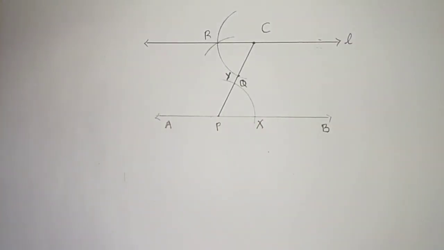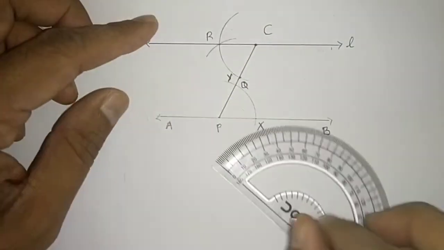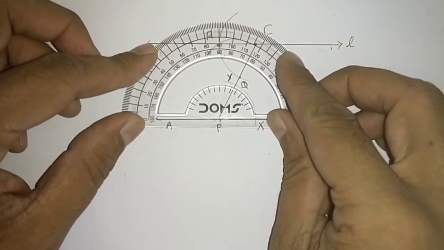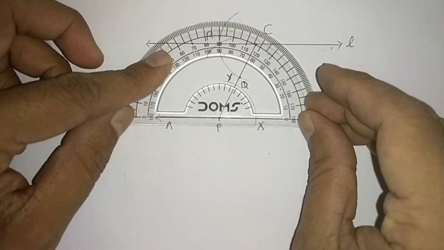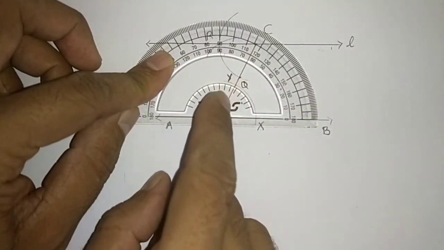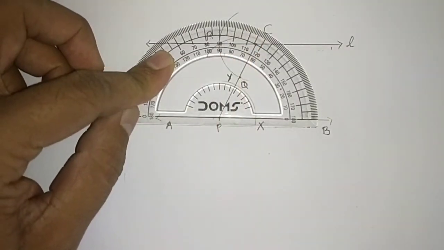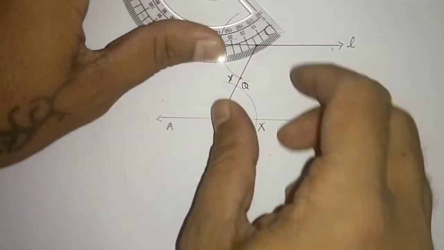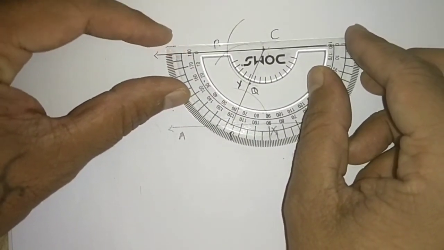And for that purpose, we will take a protractor and measure. Put the protractor on this point P and measure this angle. This angle is somewhat 64 something. It is showing on my protractor. Let us see if it is the same on putting at C. Let us see now.